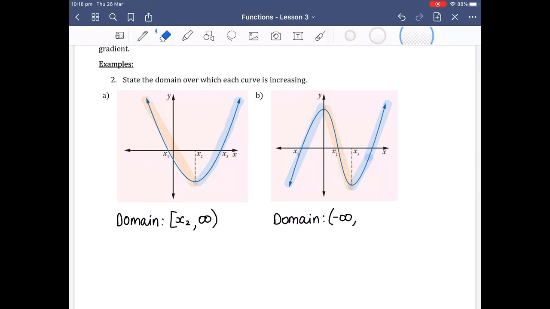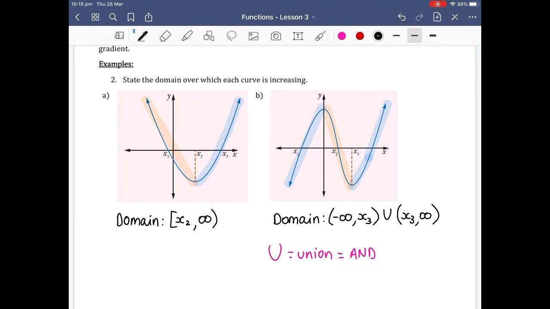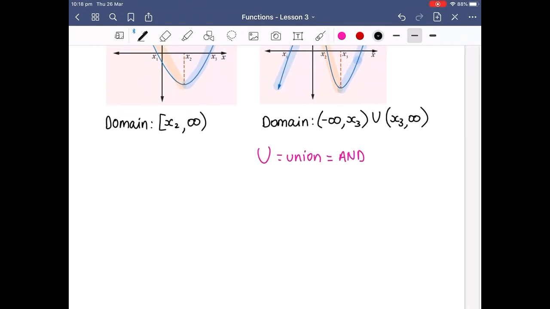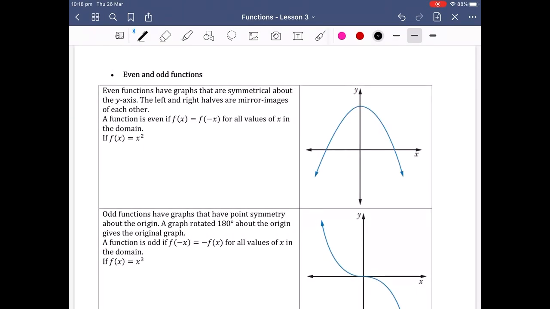However, when we have two domains, I shouldn't have written it like this. When we want to join our domains together, we write it as a union. We do our union, which is just a U symbol. So this U symbol equals union, and it means the word "and". Then we have our x3 to infinity. It's like when we're joining two separate parts, and we'll meet this symbol of union again in probability.